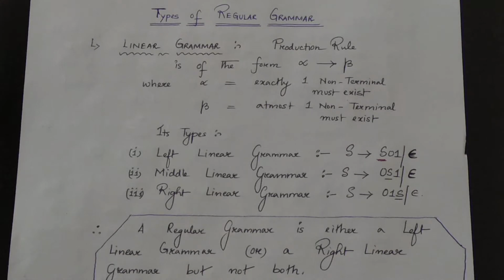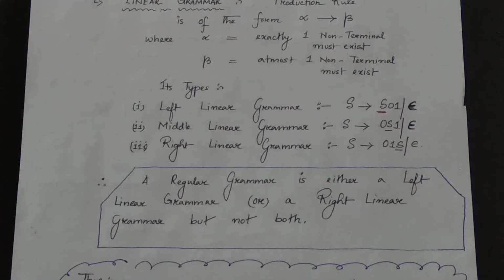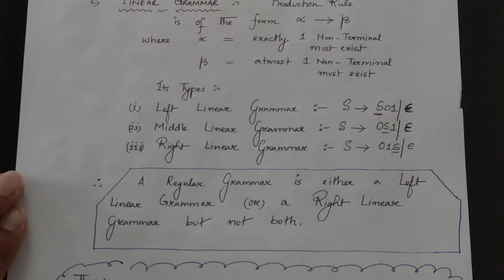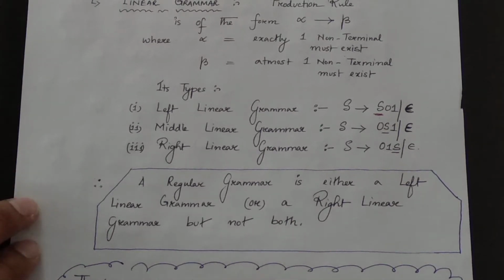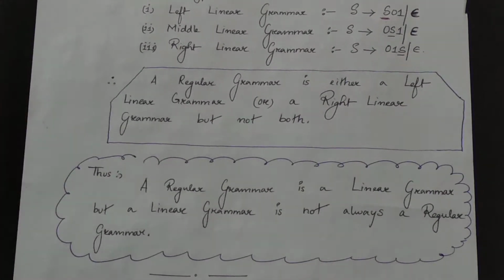But the question arises that what we are discussing is about regular grammar. So I have mentioned a point where a regular grammar is either left linear or right linear. Always keep in mind, but not both. So this is also a definition of a regular grammar in terms of linear grammar. Got it? So you can mark it as one kind of definition note. Finally, one point I can mention is that a regular grammar is a linear grammar, but a linear grammar is not always a regular grammar.